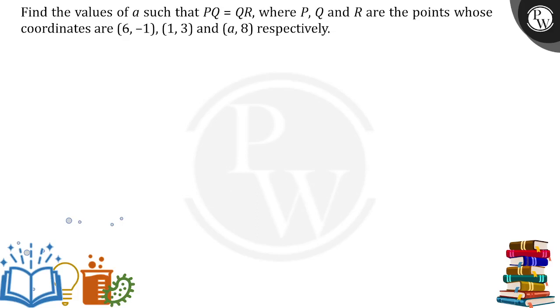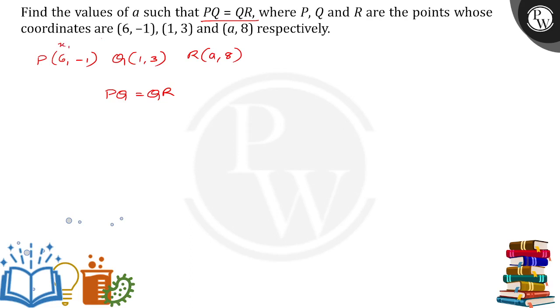Find the values of A such that PQ is equal to QR, where P, Q and R are the points whose coordinates are (6, -1), (1, 3) and (A, 8) respectively. Okay. So here P coordinates are given as (6, -1), Q coordinates are given as (1, 3) and R coordinates are given as (A, 8). So this is what is given to us. What is that? PQ is equal to QR. By using this condition, we have to find the value of A.